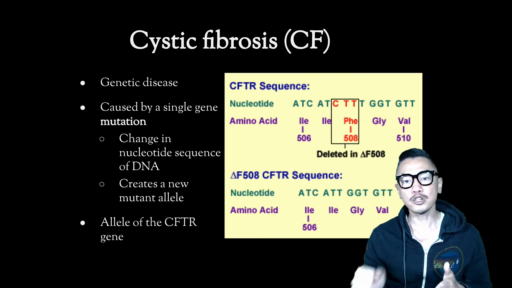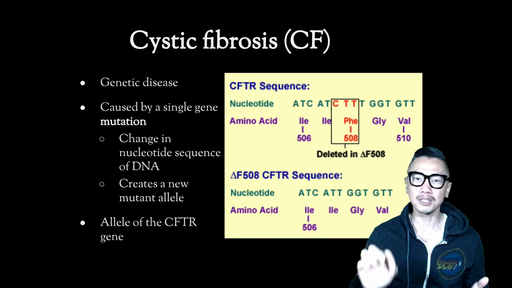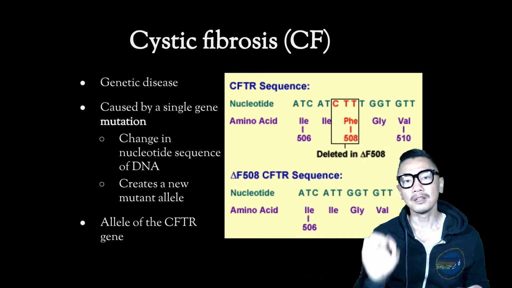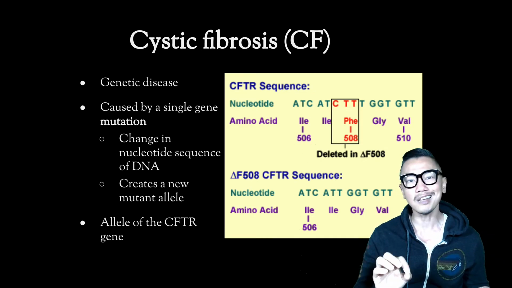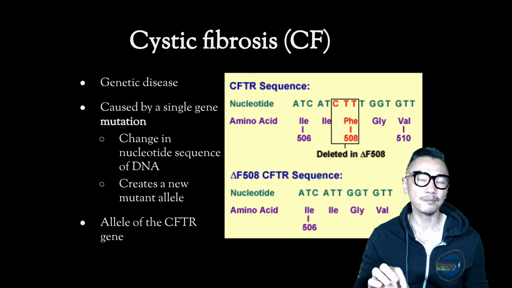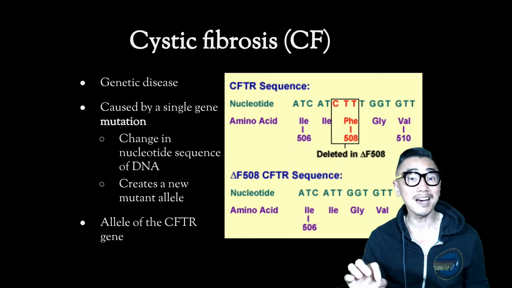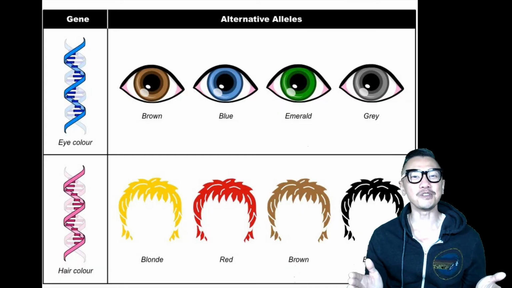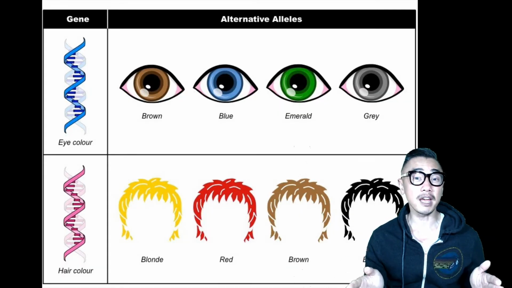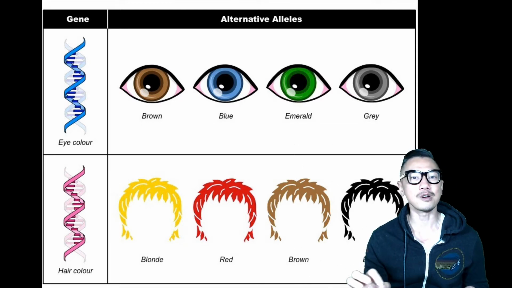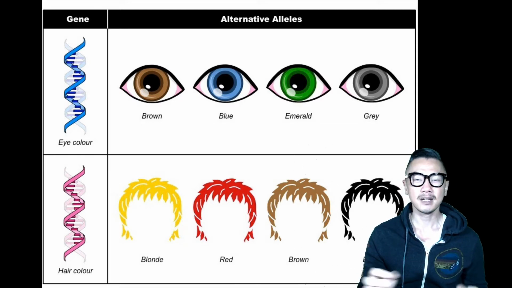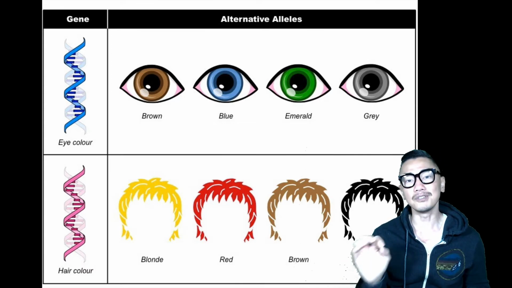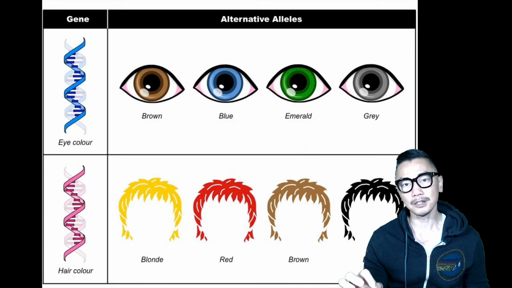The diagram shows how the deletion of 3 nucleotides from the CFTR gene causes cystic fibrosis. The loss of 3 nucleotides causes a loss of 1 amino acid. The loss of 1 amino acid is enough to trigger cystic fibrosis. Just to review, a gene is a section of DNA on a chromosome that codes for a specific trait. Different versions of that gene are called alleles. Examples of alleles for eye color and hair color are shown here.